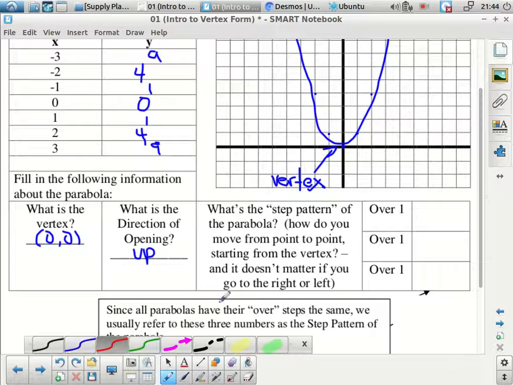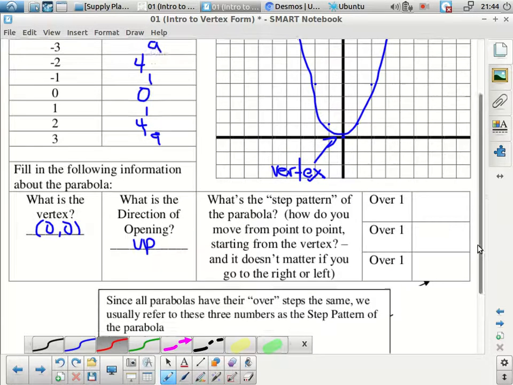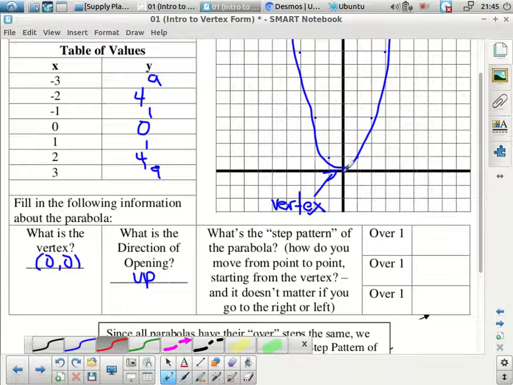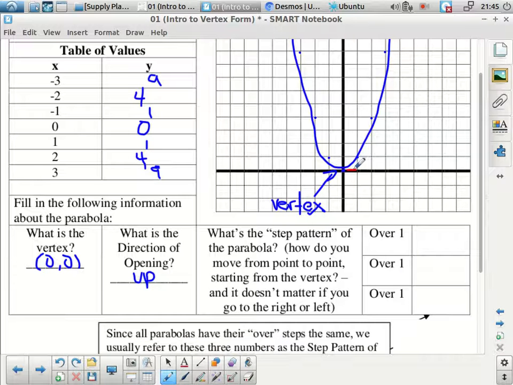So what it's talking about is here, right? So when I start at the vertex, when I go over 1, so I move 1 spot this way, how far do I go up? Well, the first time I go up 1. And then from there, when I go over again, how much do I go up the next time? Okay, and you can see this is 3. 1, 2, 3. Okay, and I do it again.